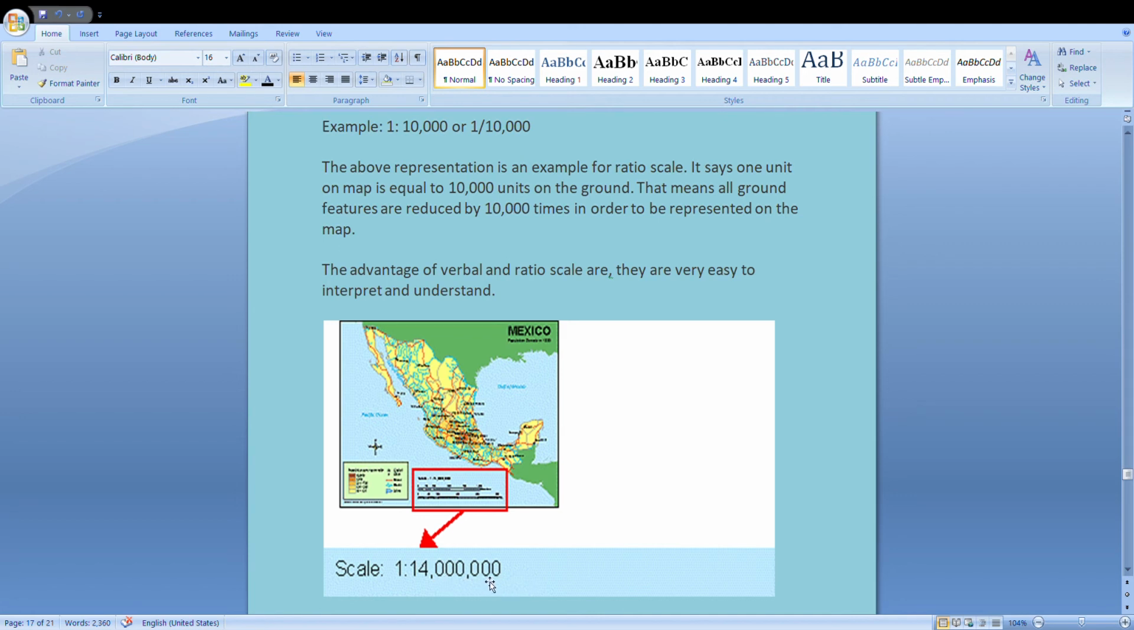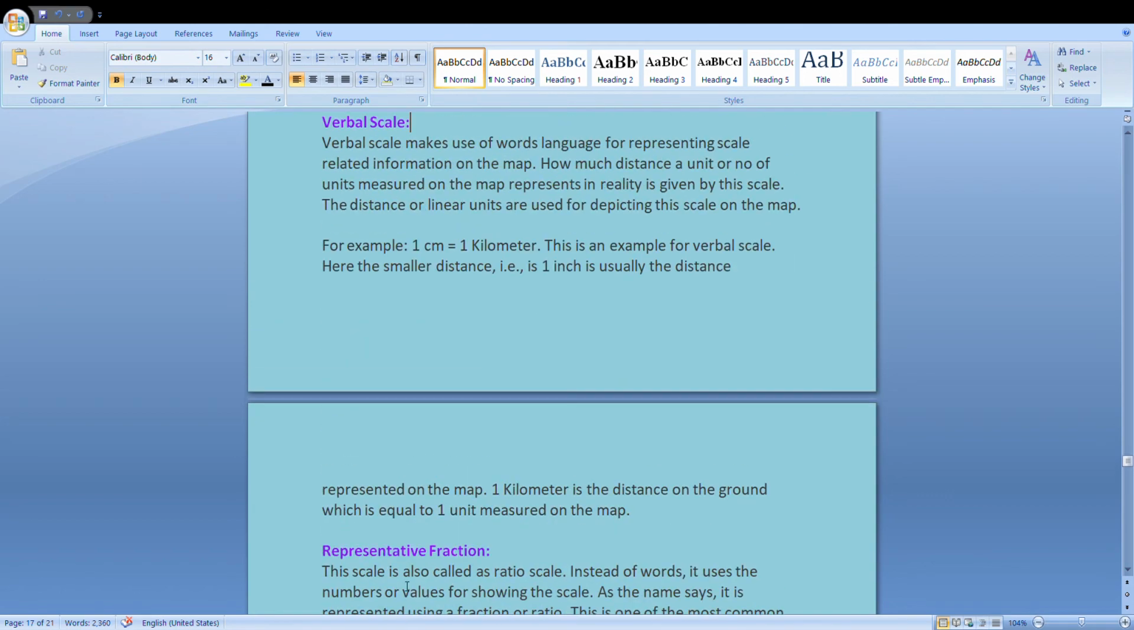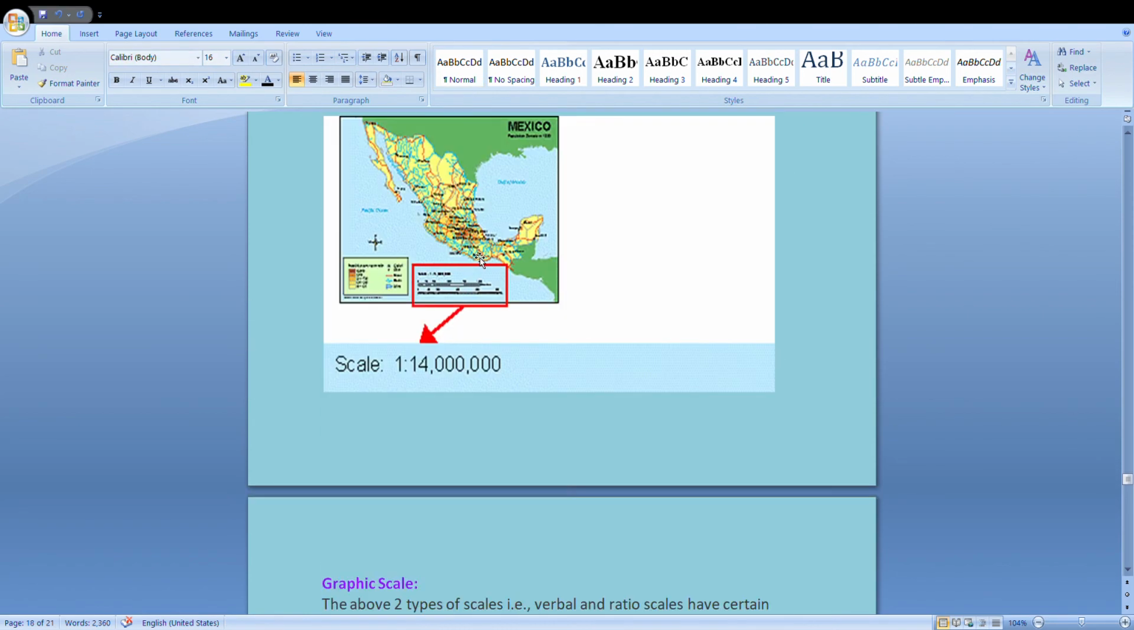So representative fraction is a scale in which we show the scale with the help of a ratio where the numerator is always 1 because it is saying 1 unit. That 1 unit is the same as this unit. Now in 1 kilometer, how many centimeters will there be? 1 lakh. So you just have to convert it into a ratio. Instead of writing 1 centimeter is equal to 1 kilometer, you will just write 1 is to 1 lakh. So that becomes a representative fraction.